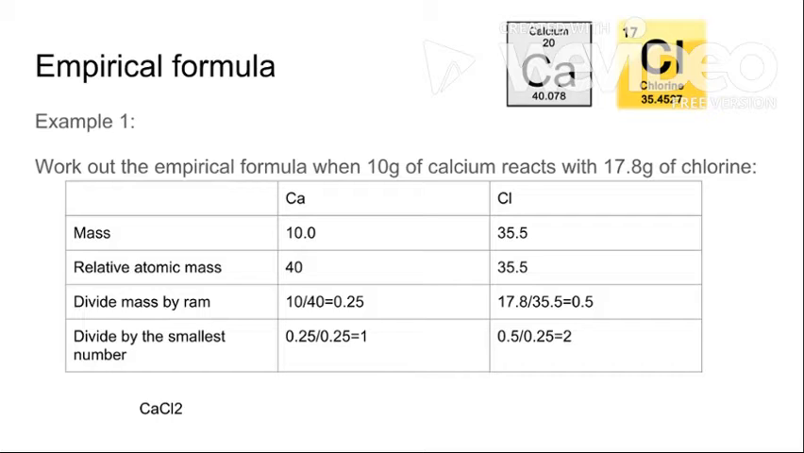Then simply what we do then to find the ratio is divide both numbers by the smallest number. The smallest number divided by the smallest number will always equal 1. So you can see here 0.25 over 0.25 equals 1. And then 0.5 over 0.25 equals 2. So then we have our ratio. Calcium to chlorine is 1 to 2, which means the empirical formula will be CaCl2.